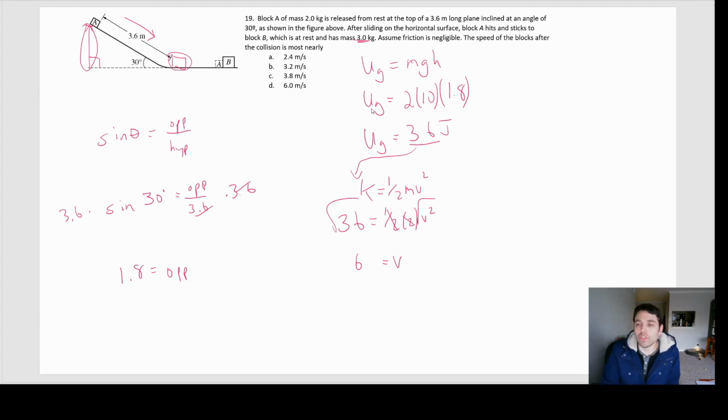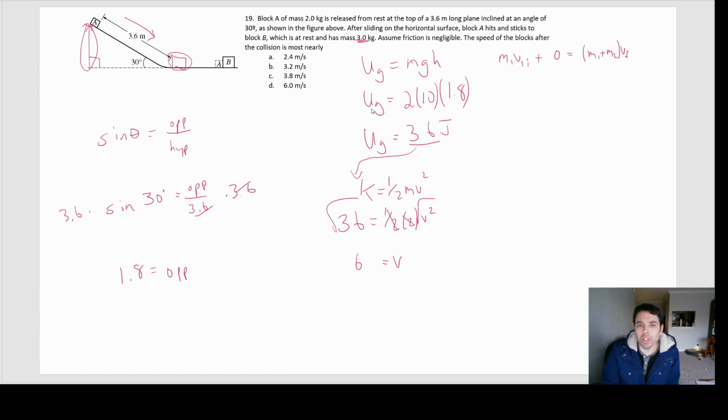Now we can finally do the conservation of momentum equation. So m1v1i plus 0, because it's at rest, equals, they collide and stick, right? So m1 plus m2 times vf.